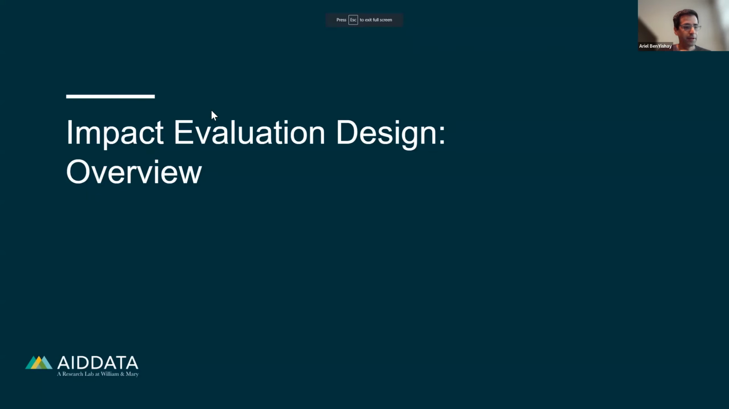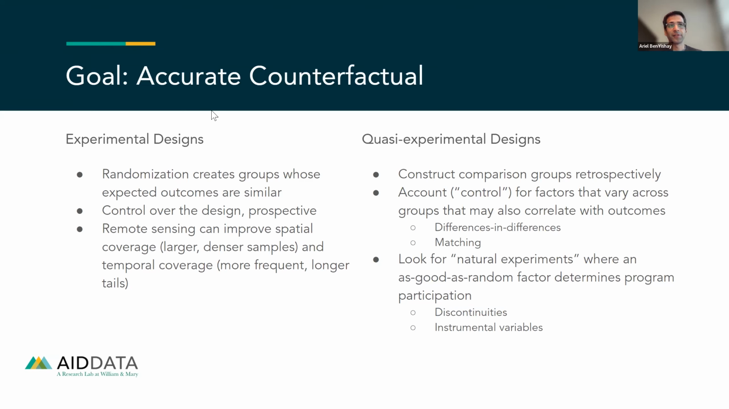Okay, so thus far we've talked about capturing data, whether it's about the program or intervention or outcomes. Now, for the rest of the day, we're going to think about how to use that data in an impact evaluation causal inference design. Of course, our goal is to capture an accurate counterfactual. We've got a bunch of options: experimental designs, quasi-experimental designs to deal with this.